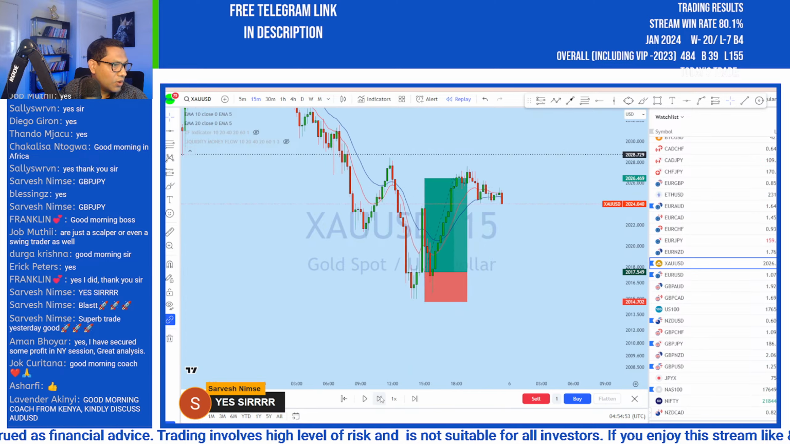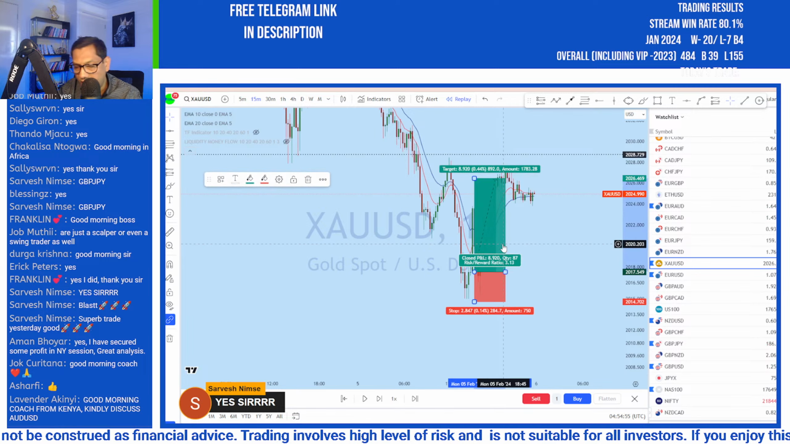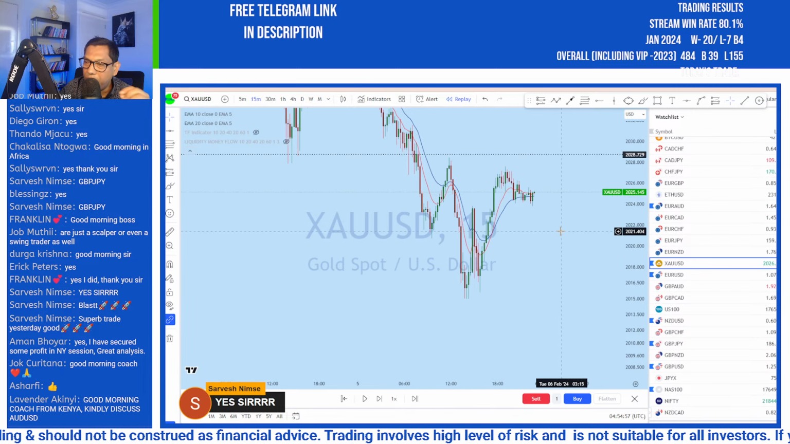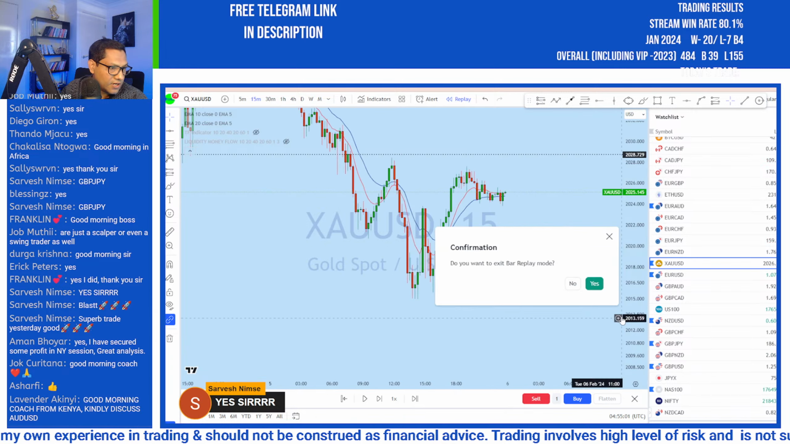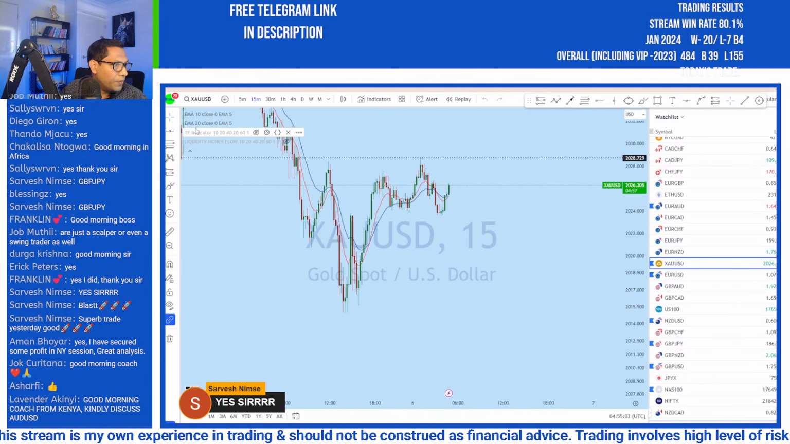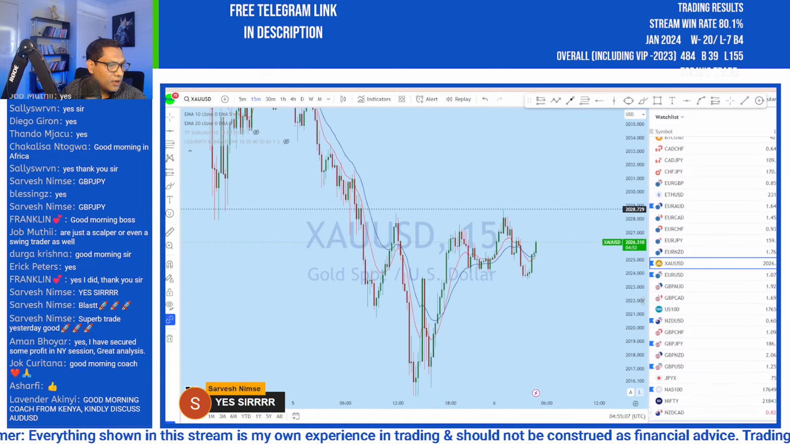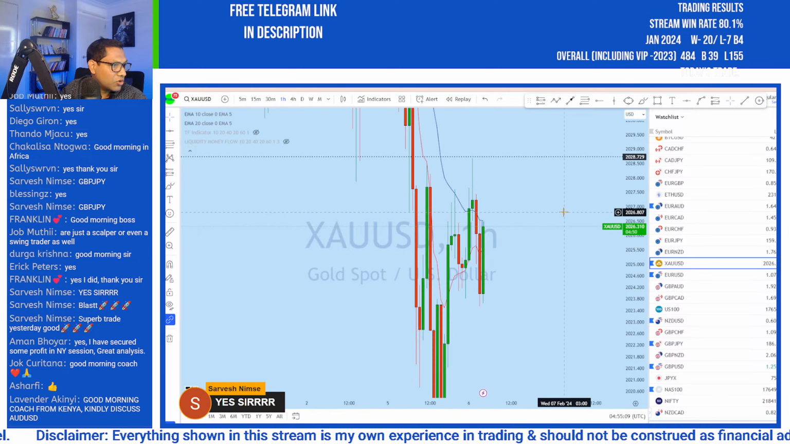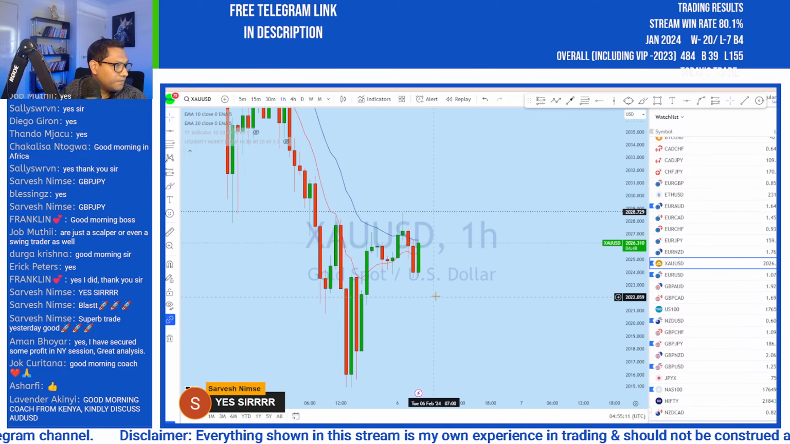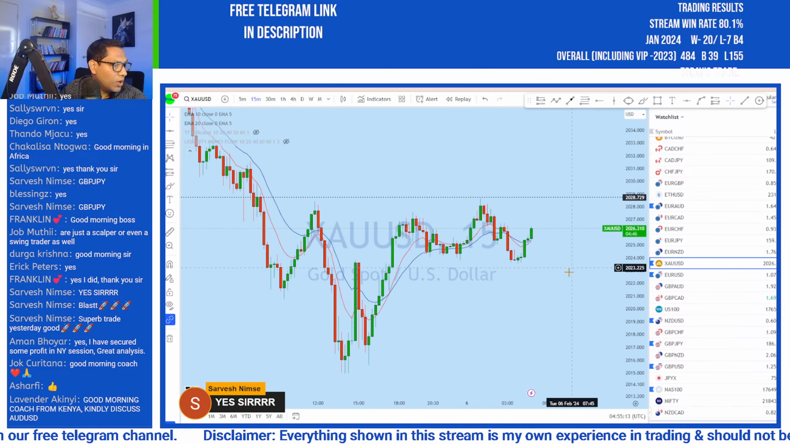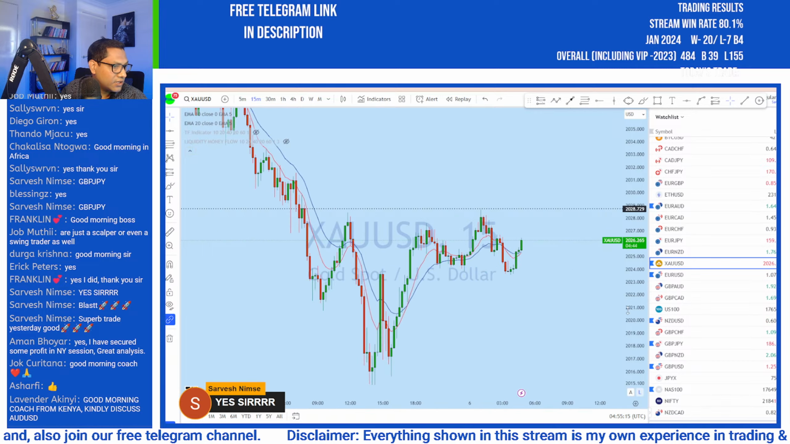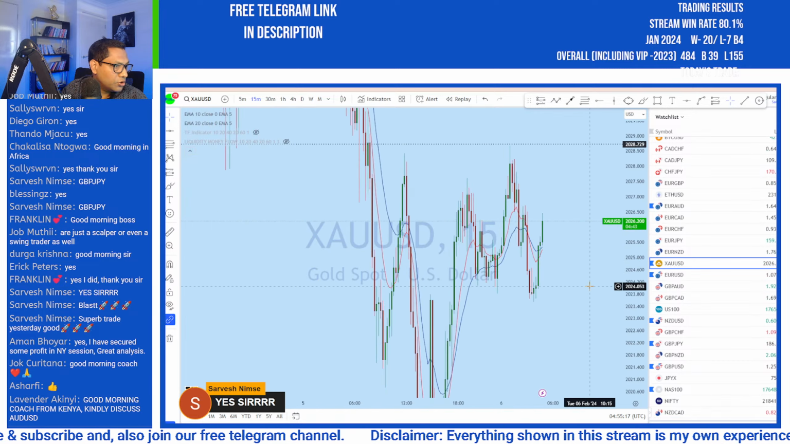So this is what trading is all about: being patient, waiting for the price to give you the entry, and then taking the full advantage of it. So now what do we see? Still the market is trending, and it looks like it's trying to go back up again. So let me see now where is our potential next entry opportunity.